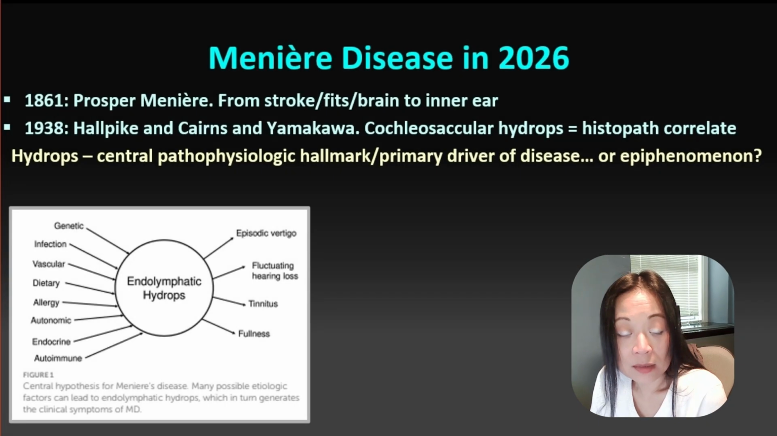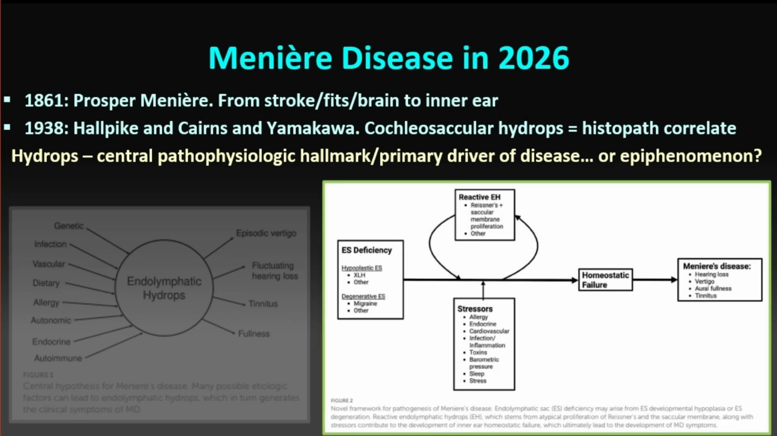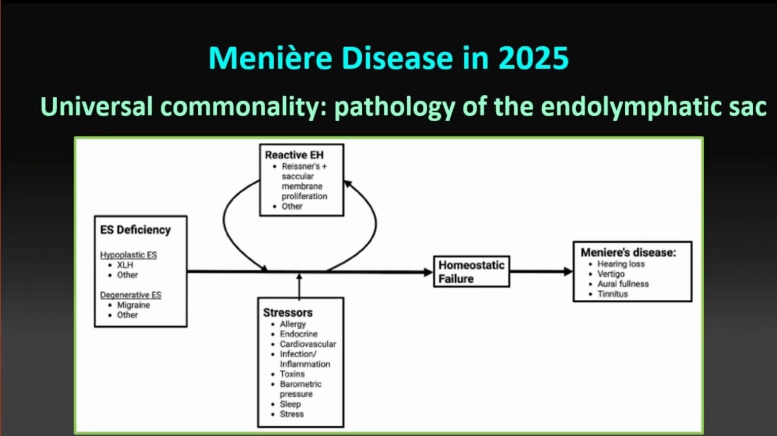And I will share with you a different slide that shows this theory. This was what people used to think, that hydrops is the center of everything. It could be from different causes, but the end result is that there is hydrops and distension, and then you get a bunch of symptoms. But in fact, that's not the case anymore, is the proposed theory. The proposed theory now is basically an inner ear homeostasis failure. And that failure has to do with a failure of the endolymph system as a whole. And that's what leads to Meniere's disease.